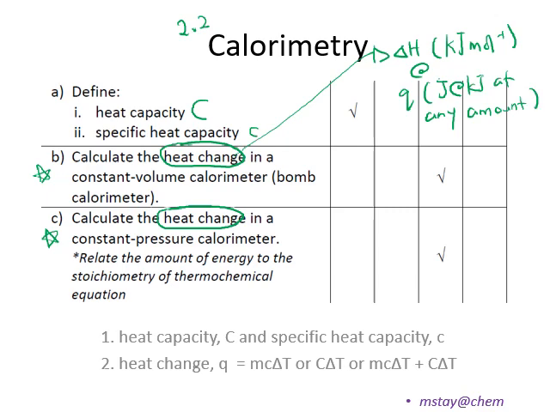In this subtopic as well, we learn two types of calorimeter. One is known as the bomb calorimeter, which is also known as the constant volume calorimeter. Another type is the constant pressure calorimeter, in other words, the simple calorimeter. Heat change.